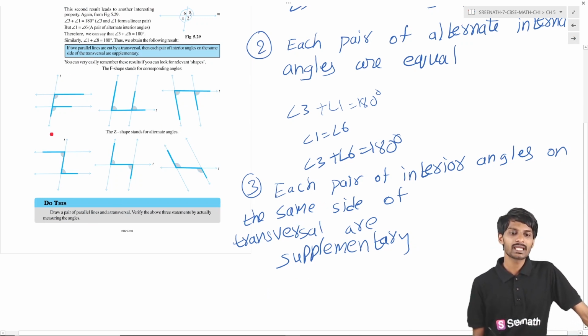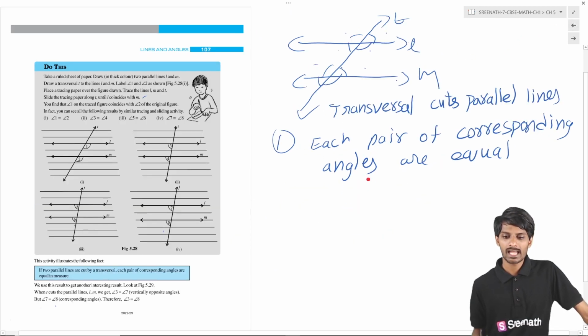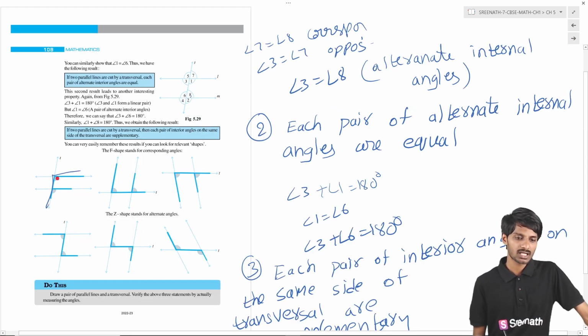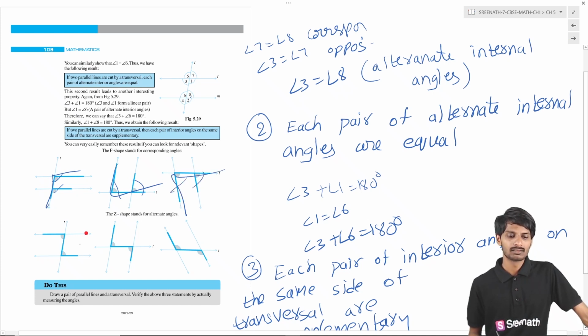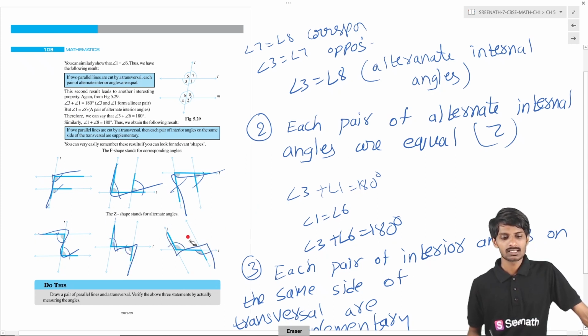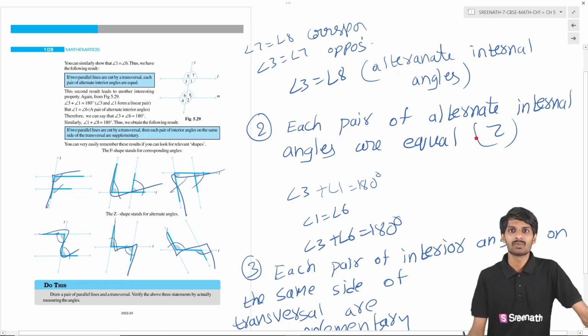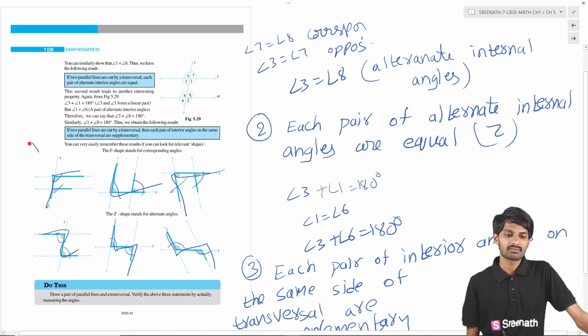In this figure, we can represent corresponding angles by the letter F. This F represents the corresponding angles here. And alternate angles are represented by the letter Z. So here the Z shows alternate interior angles. All these are equal, students. So we can represent alternate interior angles by Z and corresponding angles by F.